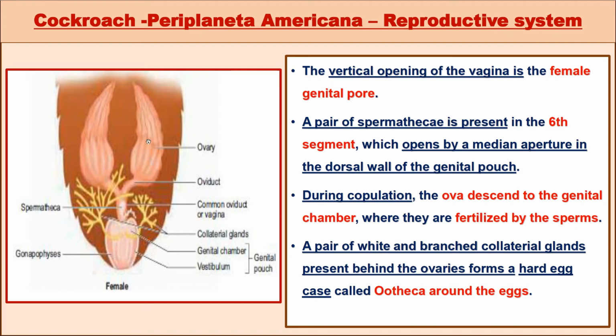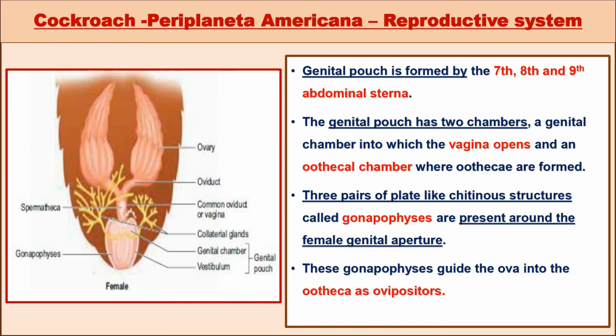The female reproductive system consists of a pair of white branched collateral glands, and they are present behind the ovaries. They form hard egg cases, which are called ootheca, around the eggs which are laid by the insect. The genital pouch is formed by the 7th, 8th and 9th abdominal sterna, and this genital pouch has two chambers. The first one is the genital chamber, into which the vagina opens, and an oothecal chamber. In the oothecal chamber, ootheca are formed.